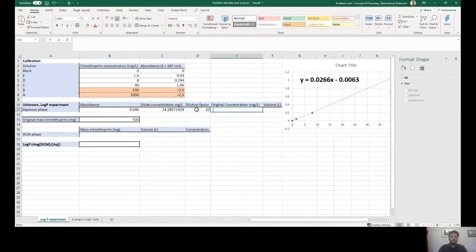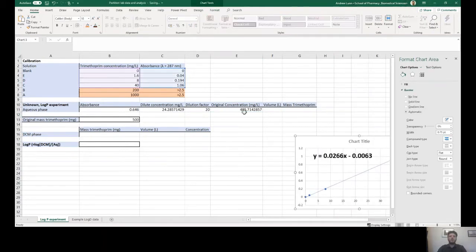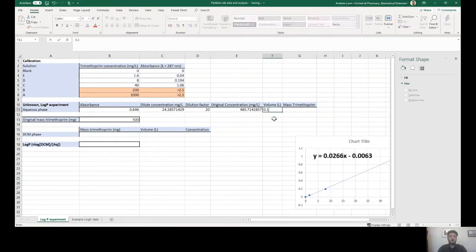And so the original concentration will equal the dilute concentration times the dilution factor. So our original concentration was 485.7 milligrams per litre. And we had 100 millilitres, which is 0.1 litres. Okay, and that means that we had a mass in there. So the total mass in solution is equal to the concentration times the volume, which means that we had a mass of 48.57 milligrams in total in that 100 millilitres of sample in our separation funnel in our log P experiment.